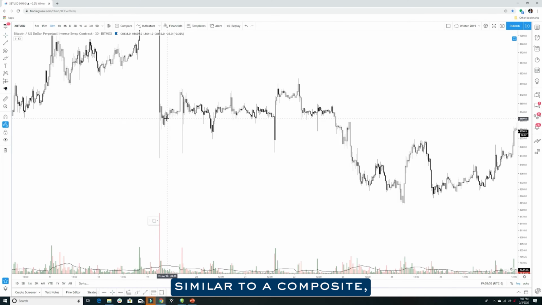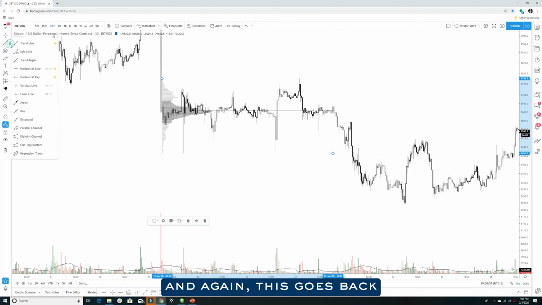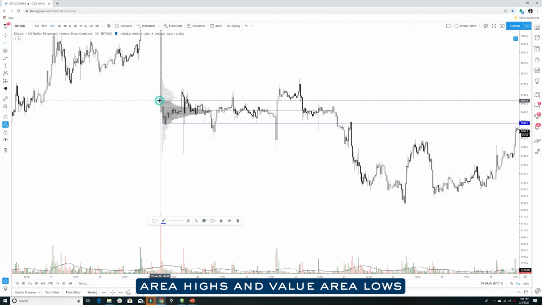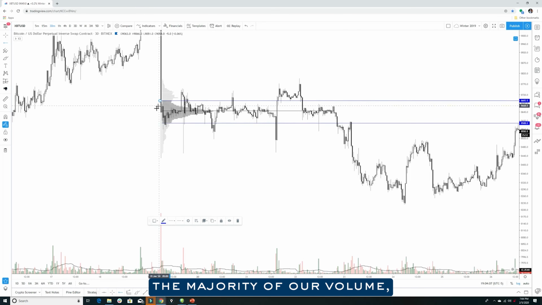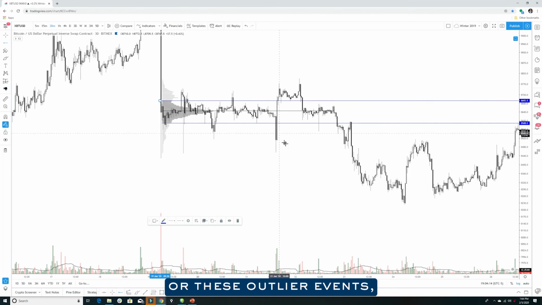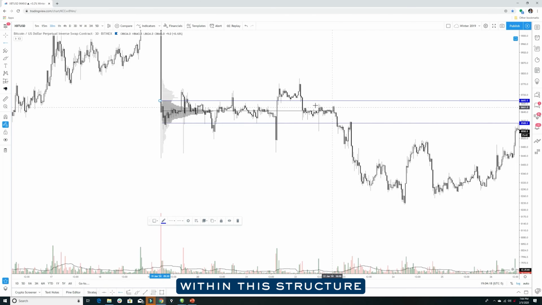Okay, so we're looking at TradingView right now, and again, if you wanted to form something similar to a composite, you would have to take a session profile. And again, this goes back to what we talked about in auction market theory, what we talked about with value area highs and value area lows. All right, so this shows you where we spent the majority of our volume, so where most of the volume was transacted. So you can see that minus these deviations or these outlier events, we've been pretty confined and a pretty tight mass within this structure.